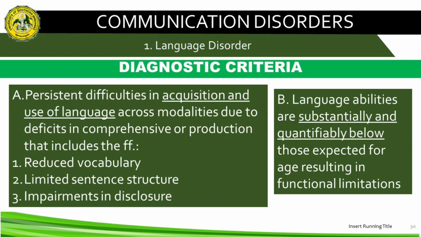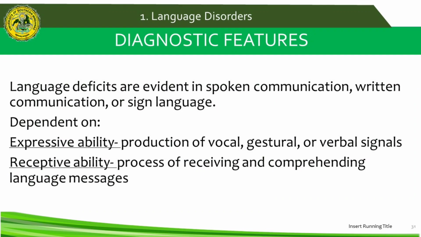Third one, impairments in discourse. It refers to the ability ng paggamit ng vocabulary and sa pag-connect ng sentences para ma-explain or ma-describe ang isang topic or series of events or sa isang conversation. So, language learning and use is dependent on both receptive and expressive skills. So, expressive ability, nag-refer siya sa production of vocal, gestural, or verbal signals, while ang receptive ability naman, nag-refer siya sa process ng pag-receive and pag-comprehend ng language messages.